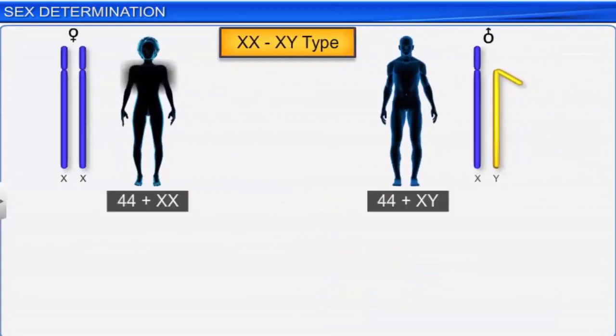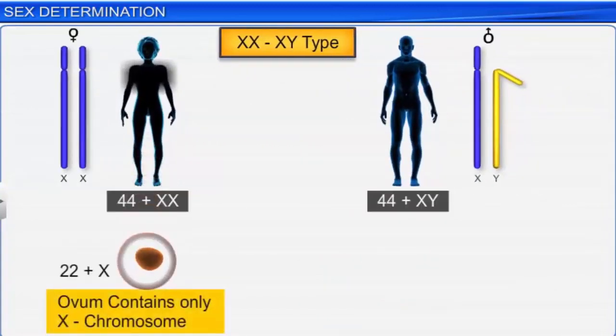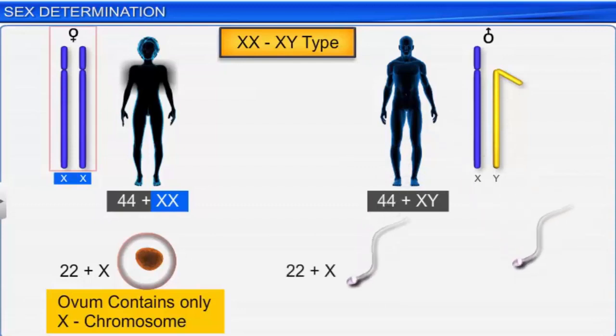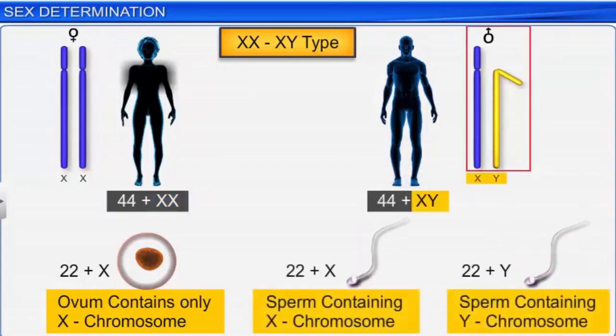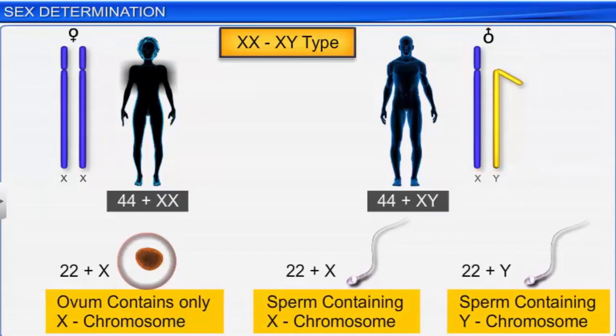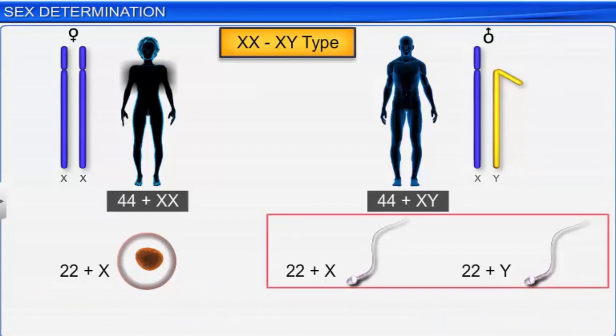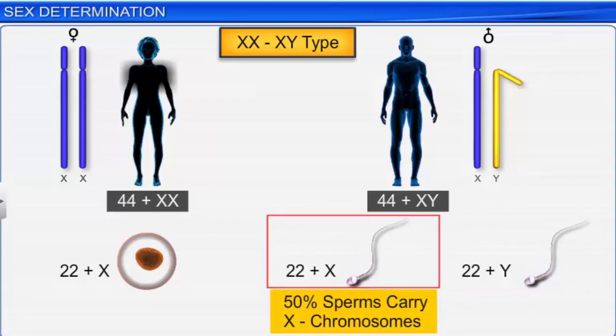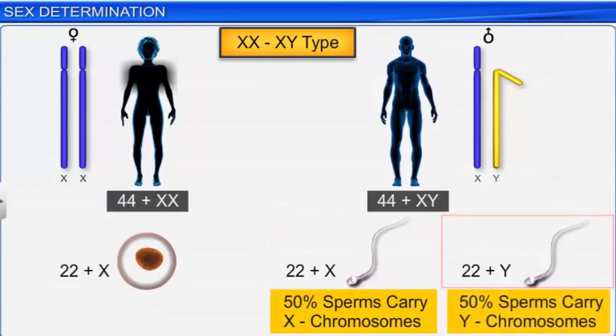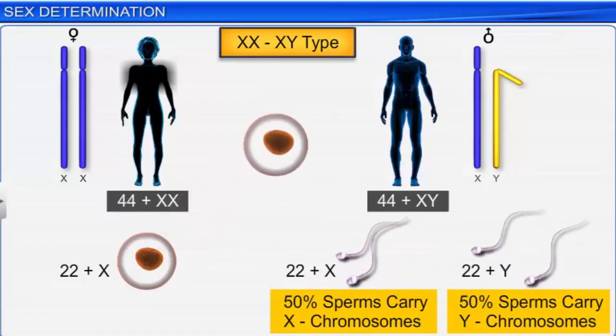In other words, the ovum produced in females contains only X chromosome, while in males, two types of gametes, X and Y, are produced during the process of spermatogenesis. Of the total sperms produced during spermatogenesis, 50% carry X chromosomes, while the remaining 50% carry Y chromosomes. And there is an equal probability of fertilization of an ovum with a sperm carrying either of the chromosomes.